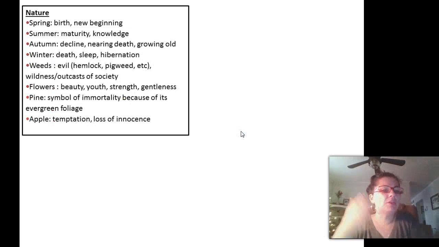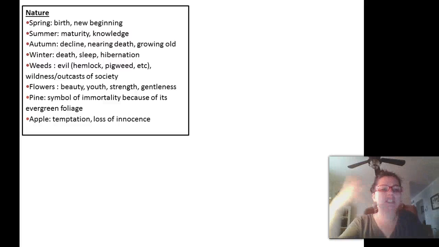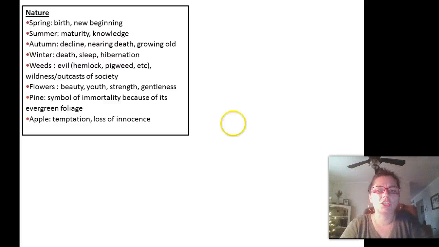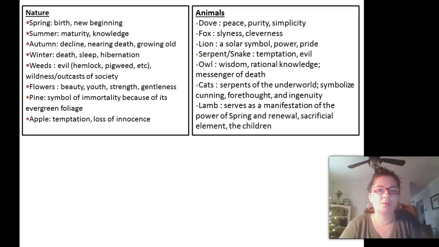Every phase of nature represents something different. Summer is maturity and knowledge. Spring is birth and new beginning. Think about what happens in spring. Everything comes back to life. Winter is death. Think about what happens in winter. So it's symbolic of death, sleep, and hibernation. And we saw that in one of the poems we've already read.